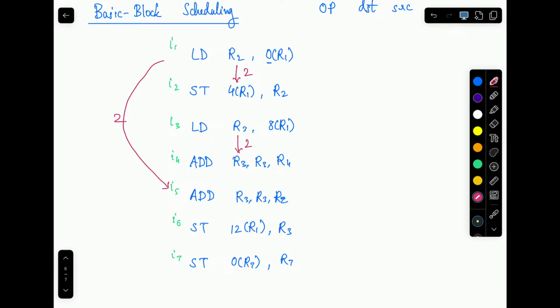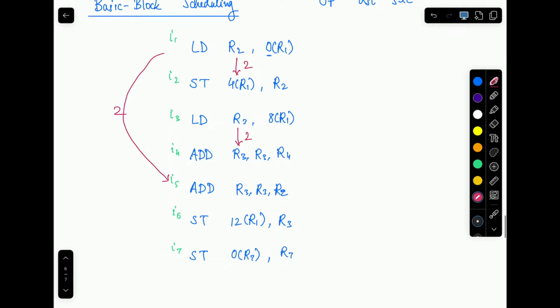Does I5 also require the same R3? No, right? Which R3 is loaded, which R3 is used by I5? Where does this R3 come from? Does it come from this load? No, it comes from this previous guy. And for add instructions, we need to insert a delay of 1 cycle. Let's say load requires more time. So let's create a data dependence here, but let's put the label 1 over here.